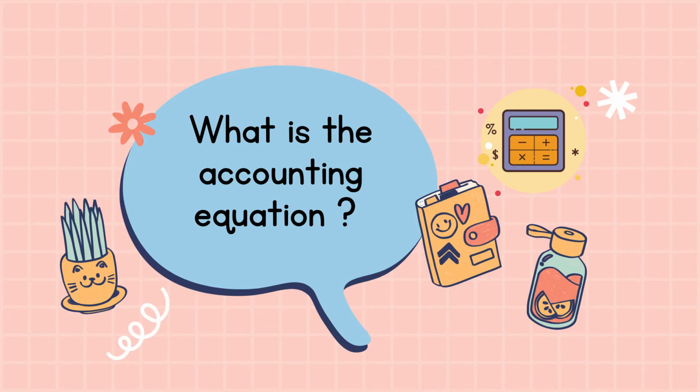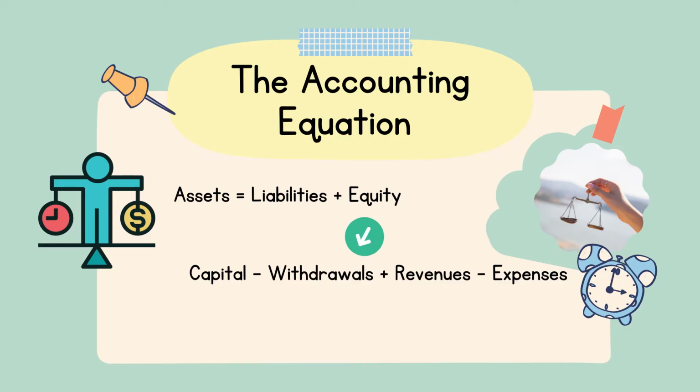Again, as we learned in chapter 1, what is the accounting equation? The accounting equation is assets equals liabilities plus equity. And as we said, equity has four main accounts. Two of them increase equity, which are capital and revenues, and two accounts decrease equity, which are withdrawals and expenses.